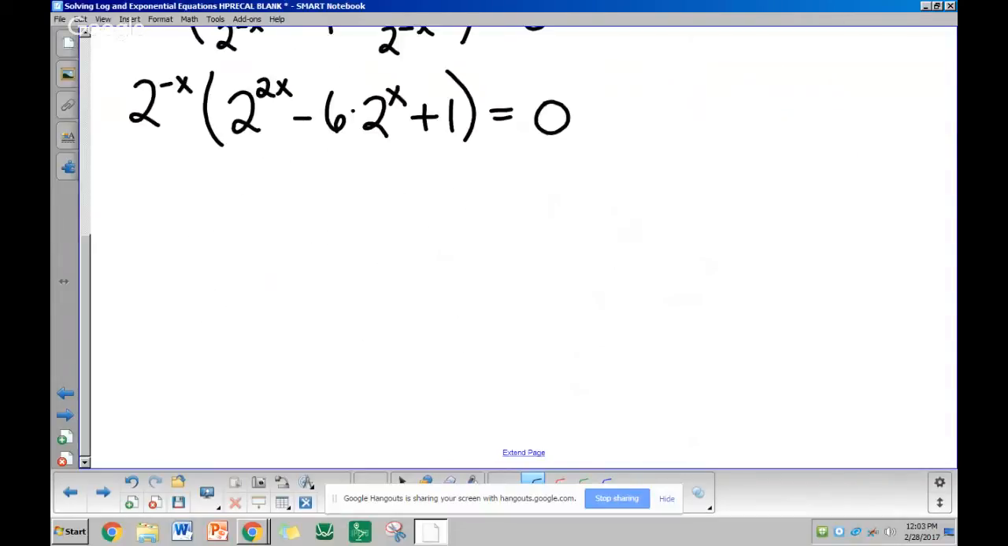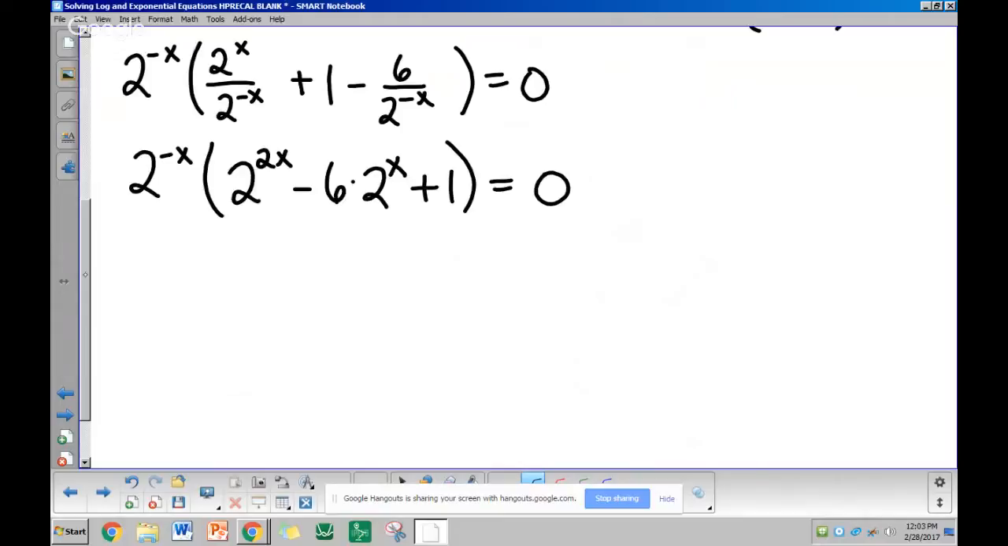Wait, what? I'm sorry, what? Never mind. Okay, does this look like something maybe might be? It looks kind of quadratic.